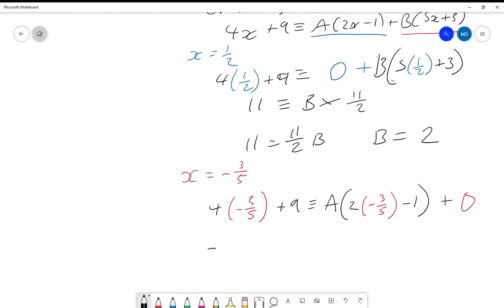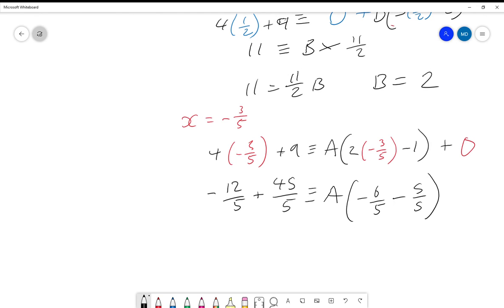So here we're going to get negative 12 over 5 plus, let's write this as over 5, so we're going to end up with 45 over 5 is the same as a lots of 2 multiplied by negative 3/5 is negative 6/5, and we can write that as minus 5 over 5. Simplifying this, we get 33 over 5 is equal to, I've been using an equivalent sign here, that is just equals, and up here as well.